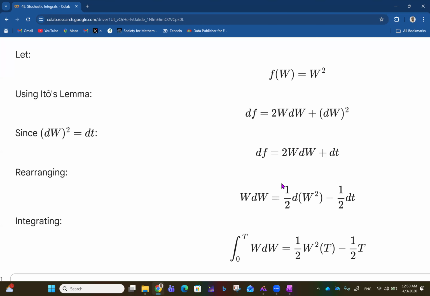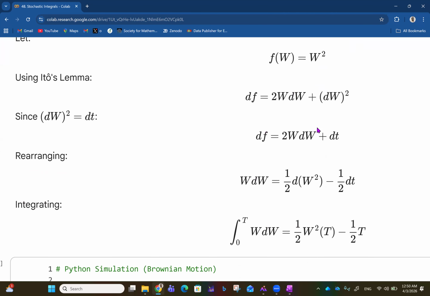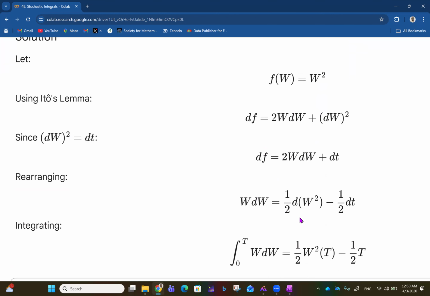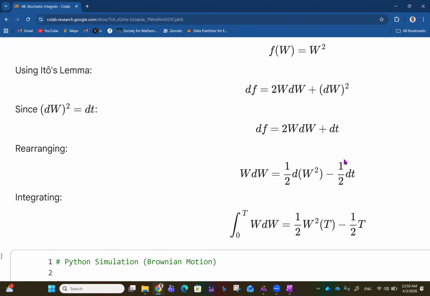So rearranging, we make w dw the subject, which is exactly what we want to try to integrate here. So you divide through by 2. You have half df, and of course df is d(w squared), so half d(w squared) minus half dt. And if we're trying to integrate from 0 to t of w dw, which we are looking for, which is w of t dw of t, then it ends up being the integral of half d(w squared) minus half dt.